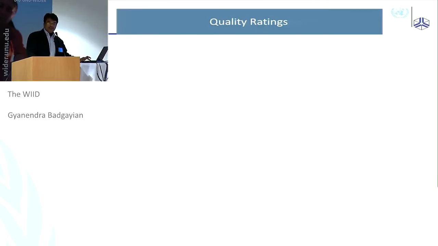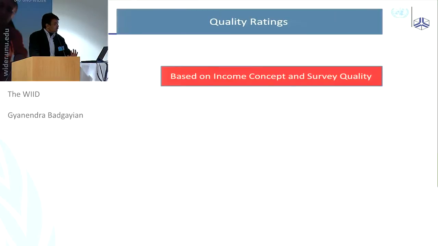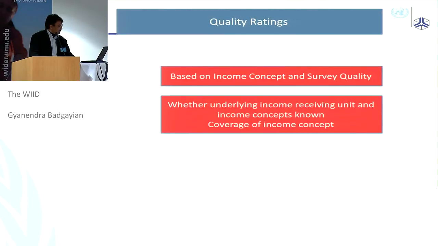Now, one point that we do mention in the database is the quality rating. Now, the quality rating basically is based on two things. What is the income concept, whether it is known as to what the income concept is, and what's the survey quality. So if the underlying income unit and the income concepts are not known, then it is not considered to be good quality. And if the coverage of income concept is not comprehensive, then again it is not good quality.